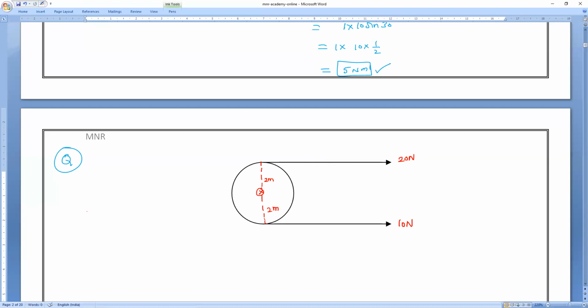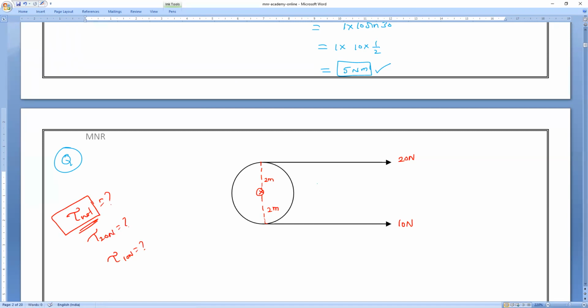In this question, you have to find the net torque. So you have to find the torque exerted by the 20 Newton force, the torque exerted by the 10 Newton force, and as well as next, the net torque also you have to find. So that is the question.